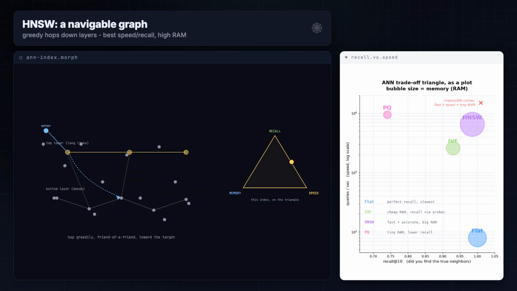Morph again to HNSW, a navigable small world graph. Vectors become nodes wired to their neighbors in layers, and a query hops greedily down the graph toward its target, like skipping across a friend-of-a-friend network. This is the best speed-to-recall point in practice, but it's slow to build and hungry for RAM because you're storing the whole graph.